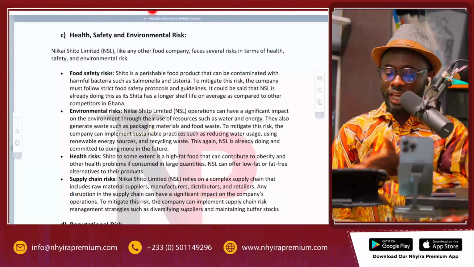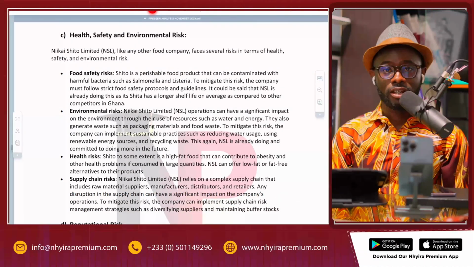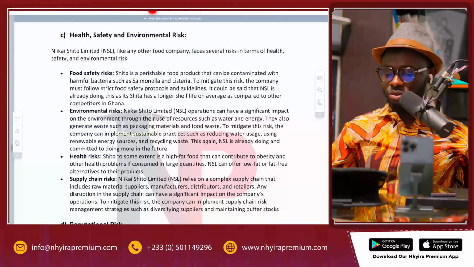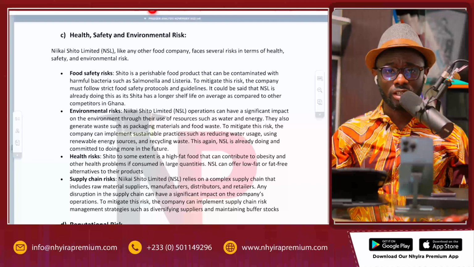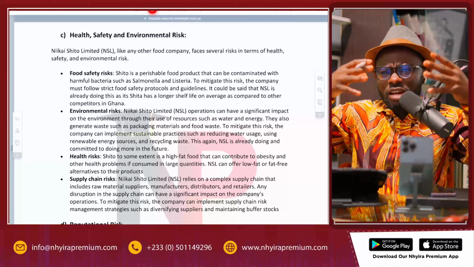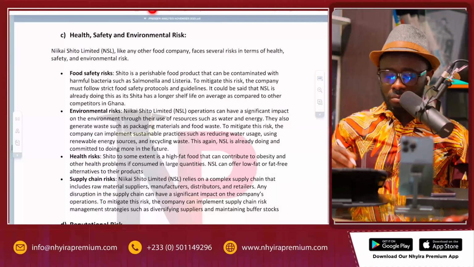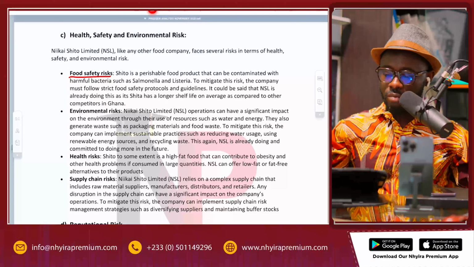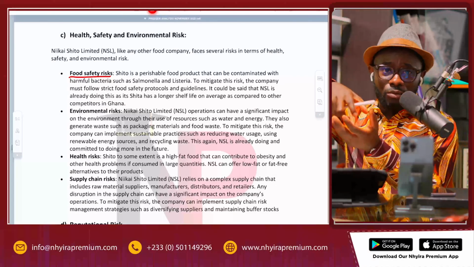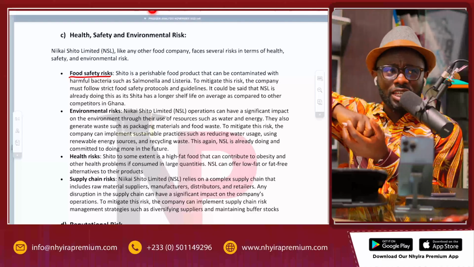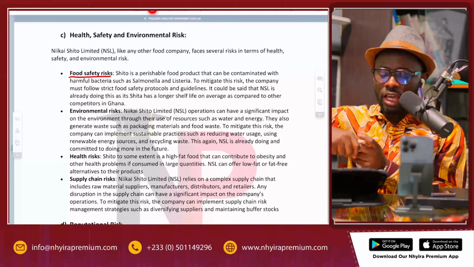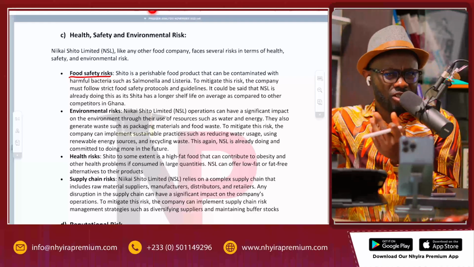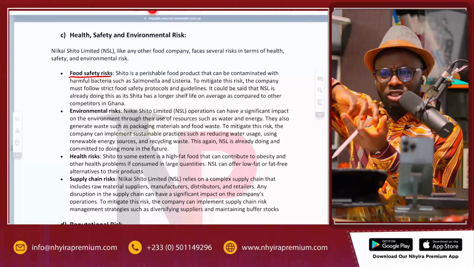Then we spoke about health, safety, and environmental risks that they are exposed to. And we said on the environmental front, this company is environmentally sustainable, so it's not really a risk that they are exposed to, but the food safety part, we spoke about that. They said their shito has a shelf life of 9 months. But is that really true? What about when we open the shito?